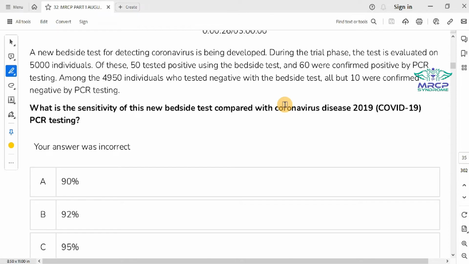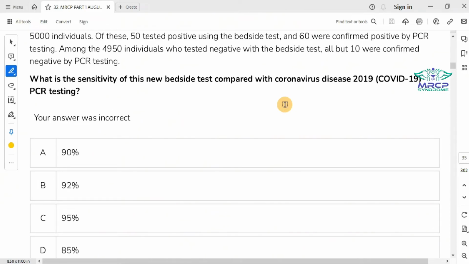A new bedside test for detecting coronavirus is being developed. During the trial phase, the test is evaluated on 5,000 individuals. Of these, 50 tested positive using the bedside test and 60 were confirmed positive by PCR testing. Among the 4,950 individuals who tested negative with the bedside test, all but 10 were confirmed negative by PCR testing. What is the sensitivity of these new bedside tests compared with coronavirus disease 2019 PCR testing? 90%, 92%, 95%, 85%.